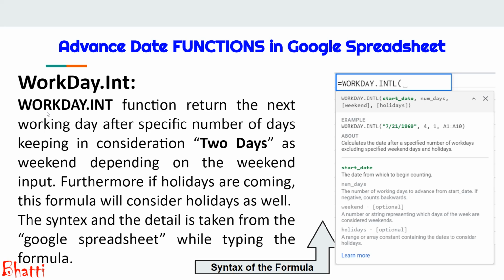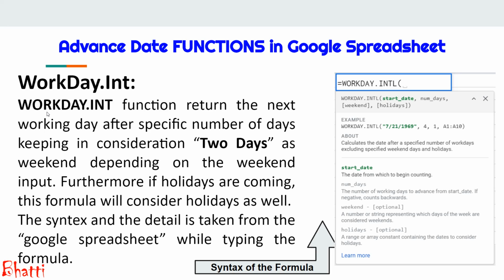Workday.international is a more customized formula than workday. It considers the same idea. It will give me the next working day after a specific number of days. But in this formula I have inputs where I can specify the weekend as Friday and Saturday, Saturday and Sunday, or Sunday and Monday, or no weekend at all. So whatever my requirement is, I can modify the formula accordingly.